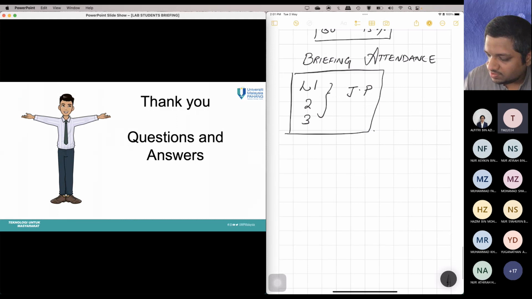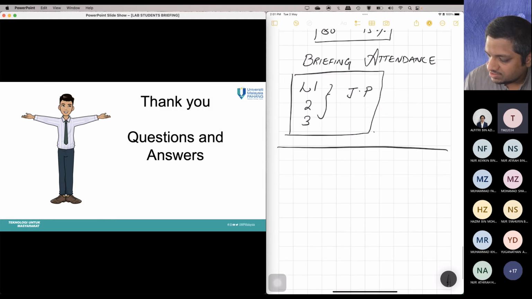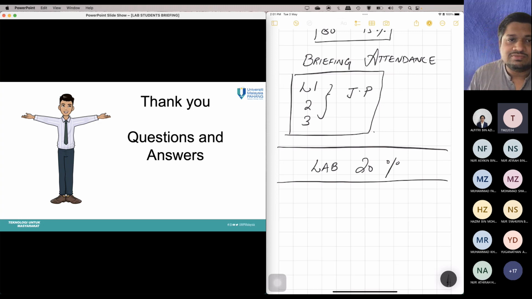This is all about the laboratory, which is 20% of your marks. Make sure to wear safety shoes. Make sure to be punctual because JP has told me they will cut marks if you are not punctual. So make sure you are punctual. Make sure you have the lab shoes, safety shoes. If you want to wear a jacket, that is also recommended.